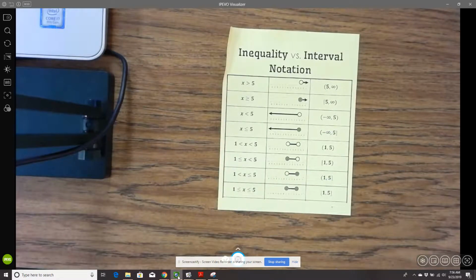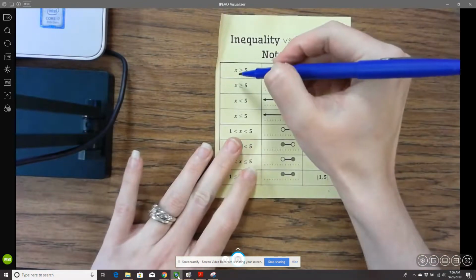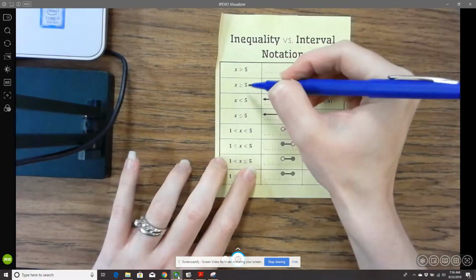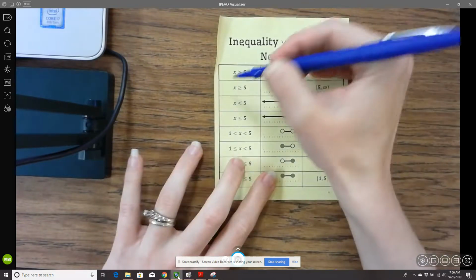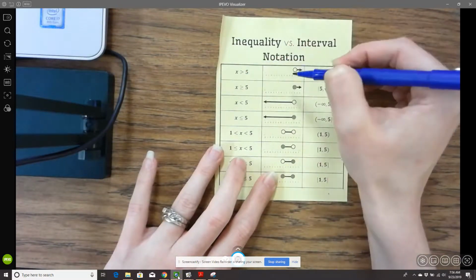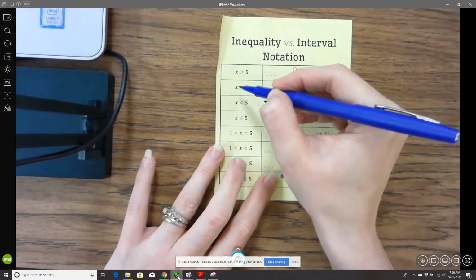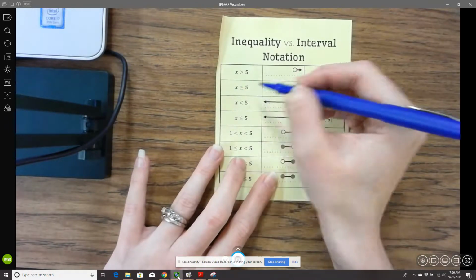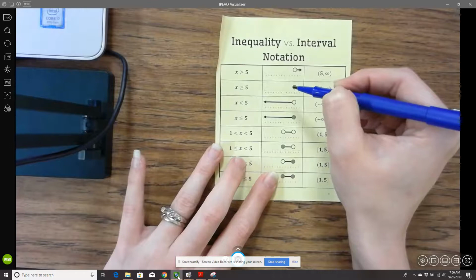This video is for inequality versus interval notation. So you guys have been writing inequalities for a while. X is greater than 5, X is greater than or equal to 5. And so when we graph these, remember that if it's greater than or less than, you use an open circle. If it's greater than or equal to or less than or equal to, you use a closed circle.